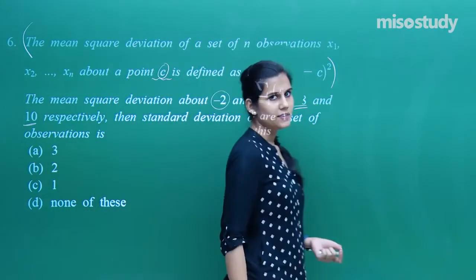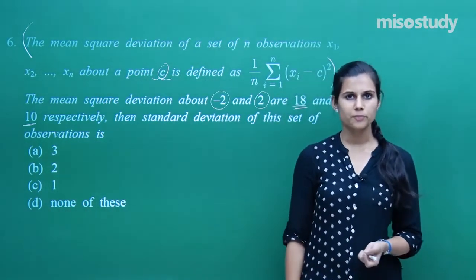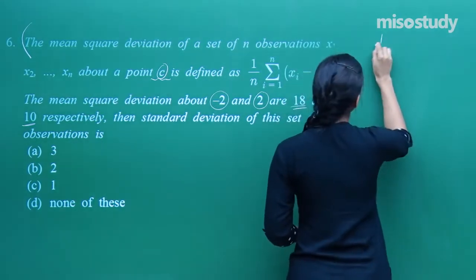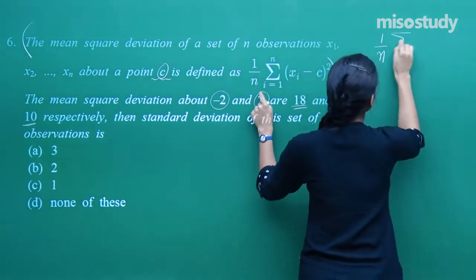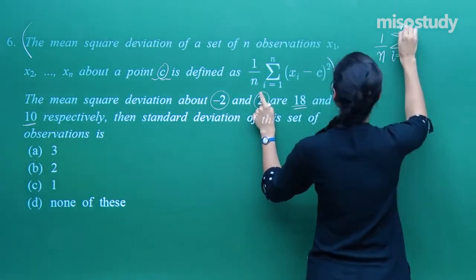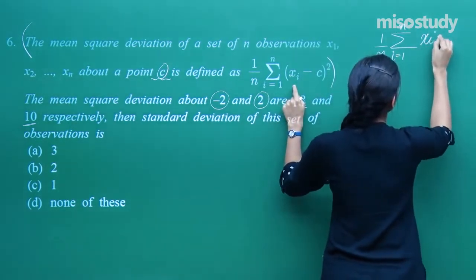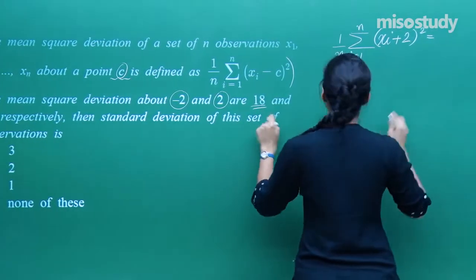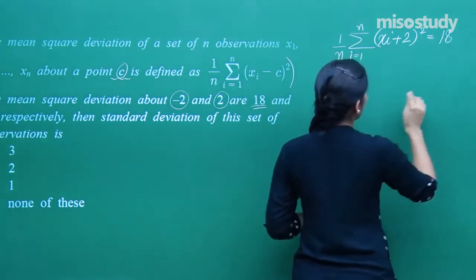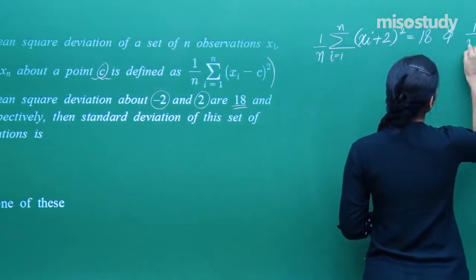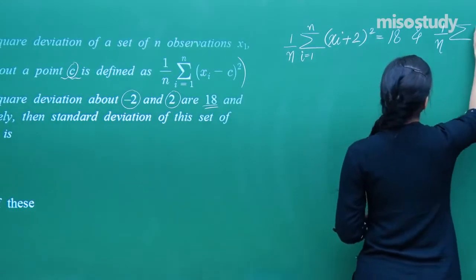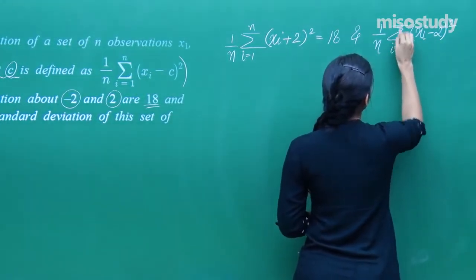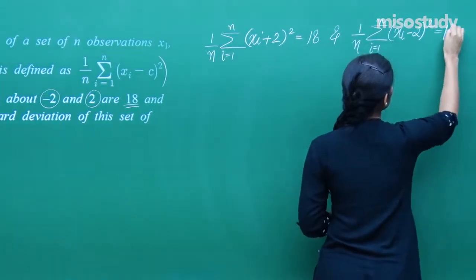What is the mean square deviation of these n observations x1, x2 up till xn about minus 2 and about 2? We are given that 1 by n summation i running from 1 to n xi minus minus 2 whole square is given to me as 18, and 1 by n summation xi minus 2 whole square, i running from 1 to n, is given to me as 10.